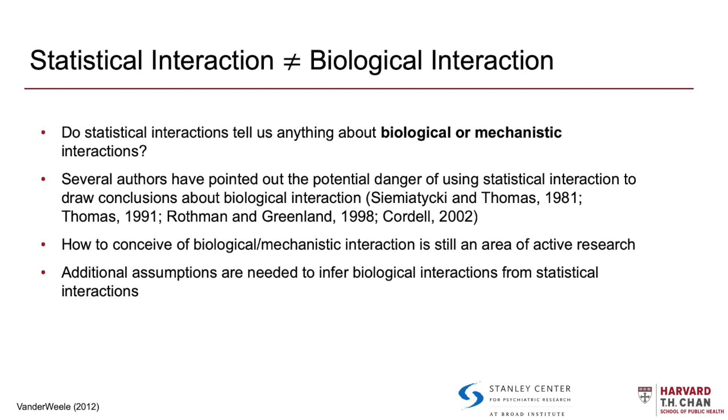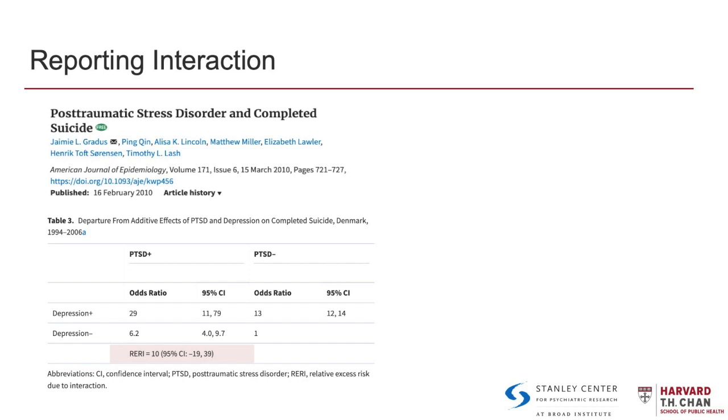We try to assess confounding and effect measure modification. It's the same even with confounding. We try to base our knowledge not on a data-driven statistical analysis approach, but on prior knowledge, looking at the literature. How to conceive of biological interaction is still an active area of research. There are several investigators who are continuing to refine our methodologies, and additional assumptions are needed to infer biological interaction, not just based on statistical understanding.